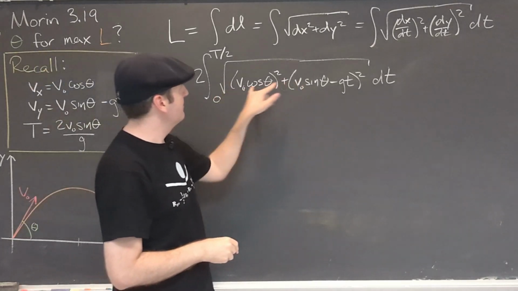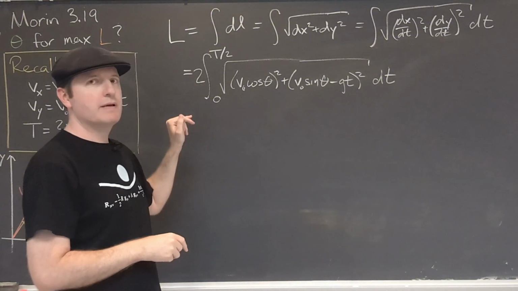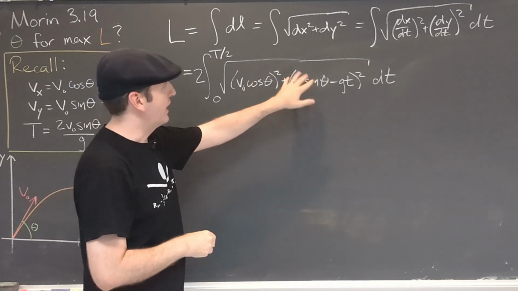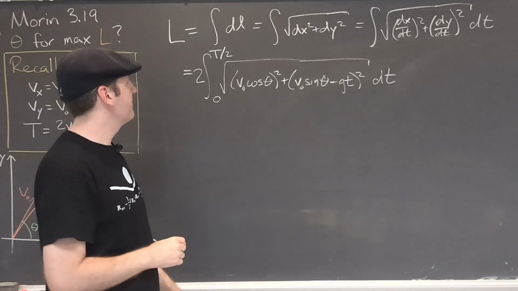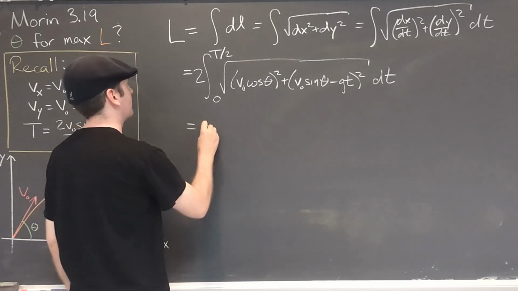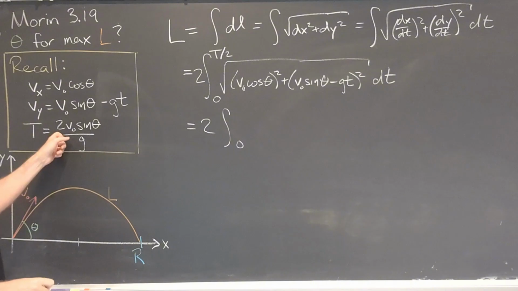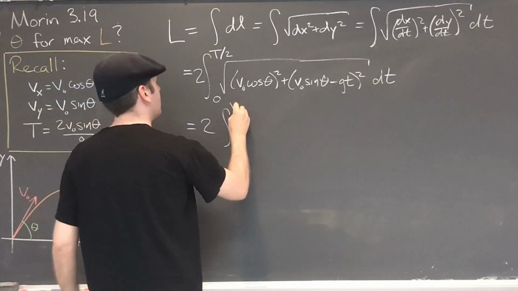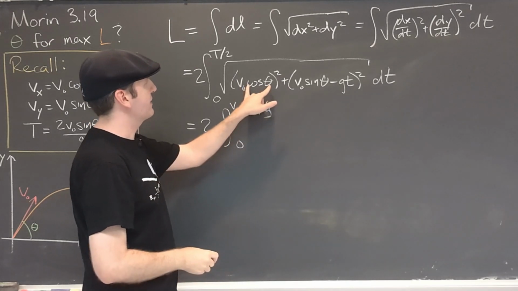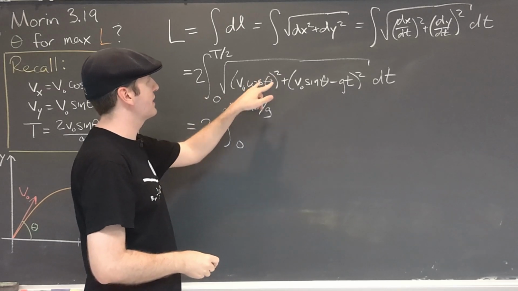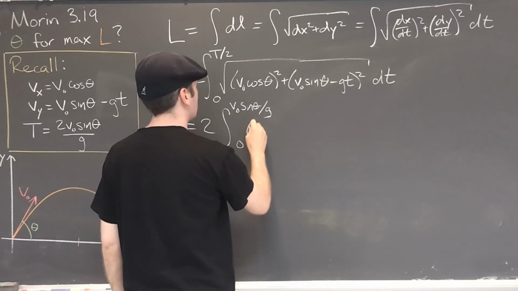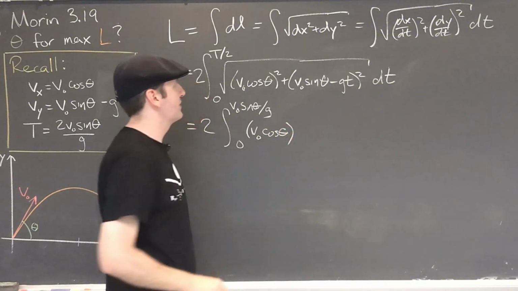Notice that as it is, most of these things are constants, so it might be kind of nice for us to do some sort of u substitution to rewrite this in terms of something that we can integrate over and pull out as much as we can from this integrand. Using our result for T here, and then don't forget we're dividing by 2, I'll have v naught sine theta over g as my upper limit. I'm going to go ahead and factor out the v naught squared cosine squared term from both of these terms, which will give me a v naught cosine theta in front of this whole square root.